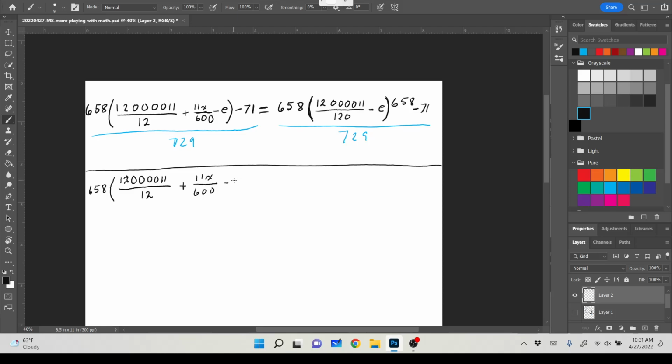We've got to solve this. The first couple of steps are going to actually be really easy. I will tell you that much for sure.